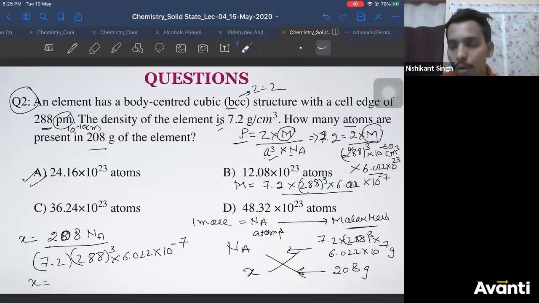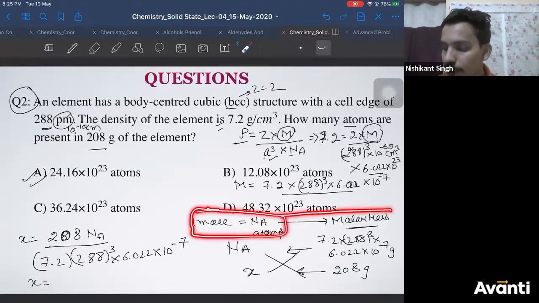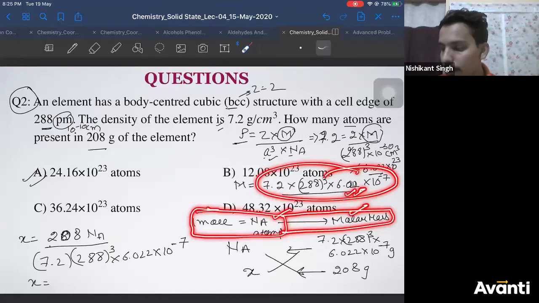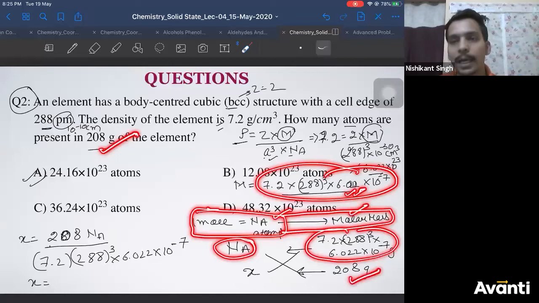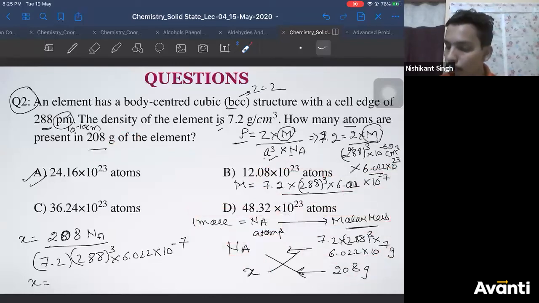Then I used the mole concept, which says 1 mole always contains how many atoms? Na atoms. And what is the mass of 1 mole? Molar mass, which we have already calculated. So the molar mass contains Na atoms. We have to find how much 208 grams contains. So let us say 208 grams contains X atoms. Cross multiplying, you can find the value of X, which on simplification will come out to be A.